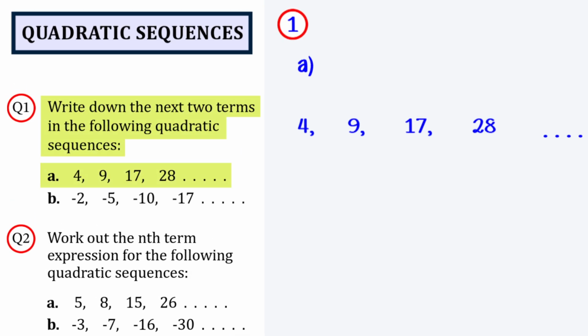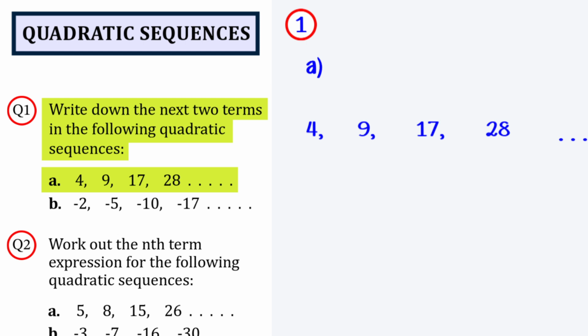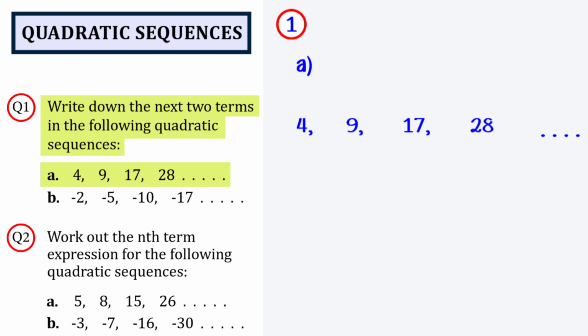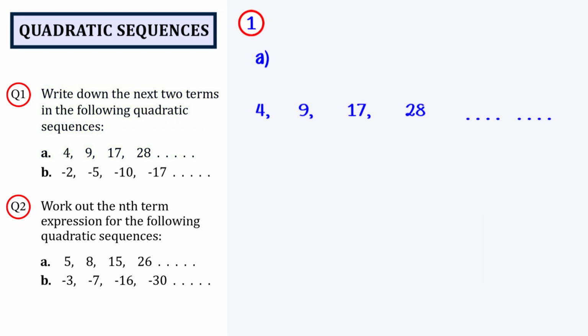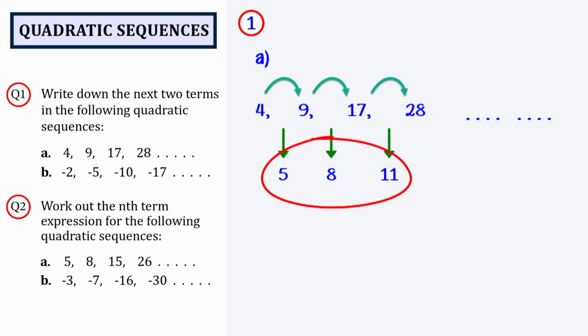We've been asked to find the next two terms in the quadratic sequence 4, 9, 17 and 28. Well, a quadratic sequence is one where the difference between successive terms either increases or decreases by the same amount. So for the given sequence, the difference between 4 and 9 is 5, between 9 and 17 is 8, and between 17 and 28 is equal to 11. And the sequence of numbers that this produces is called the first difference.